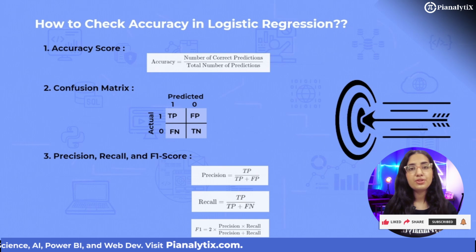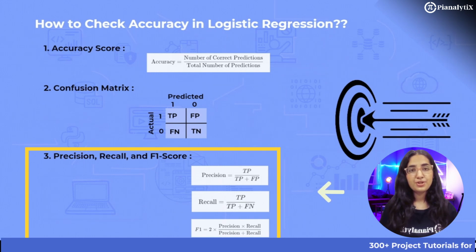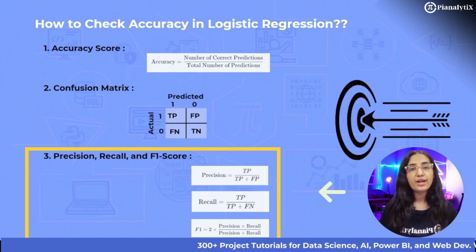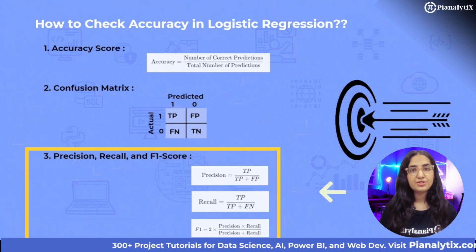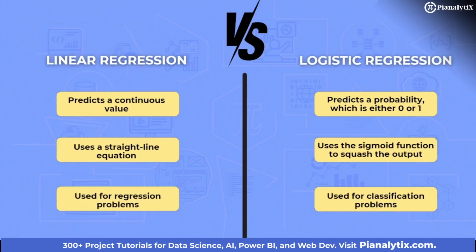Third, precision, recall and F1 score. To dig deeper, we can use precision, recall and the F1 score. Precision: out of all positive predictions, how many were actually correct? That's precision. Recall: out of all the actual positives, how many did we correctly predict? F1 score: a balance between precision and recall, especially useful when you have an imbalanced dataset.